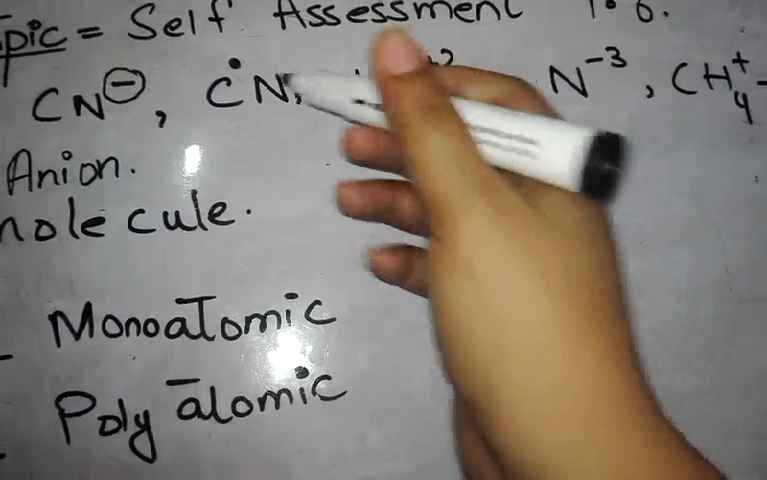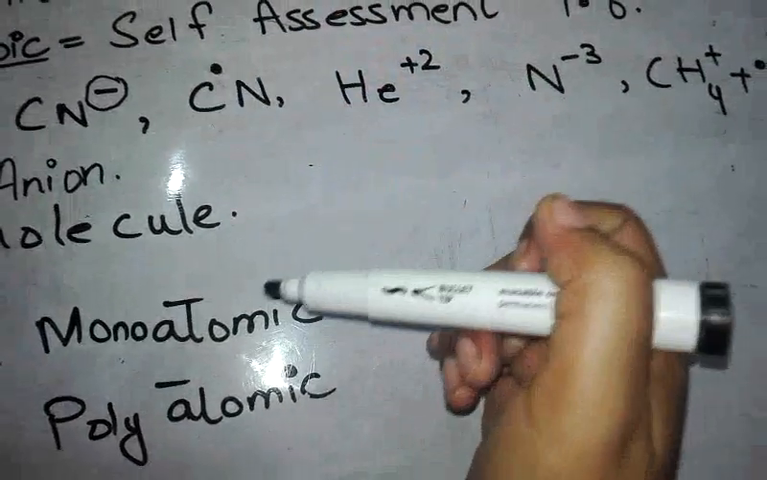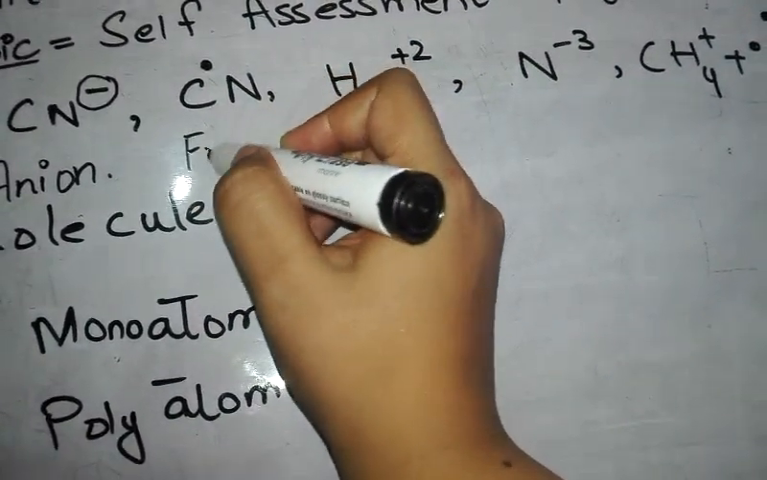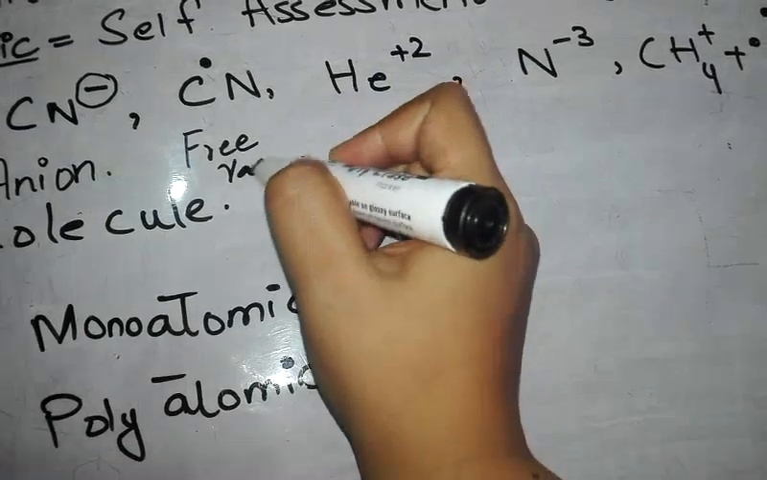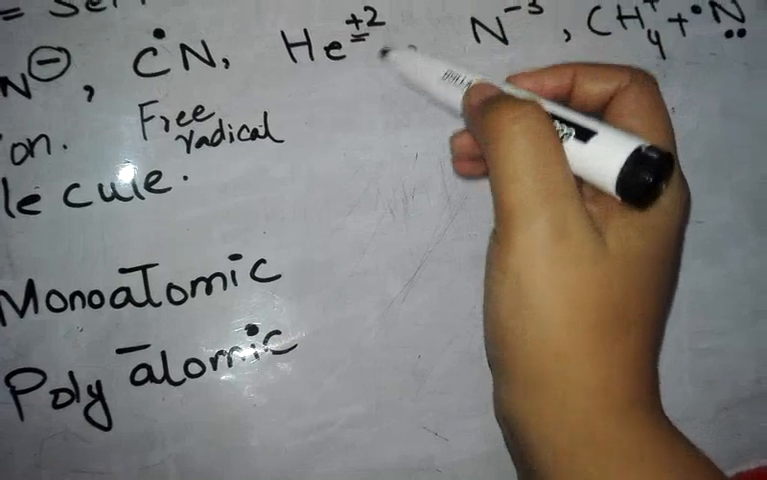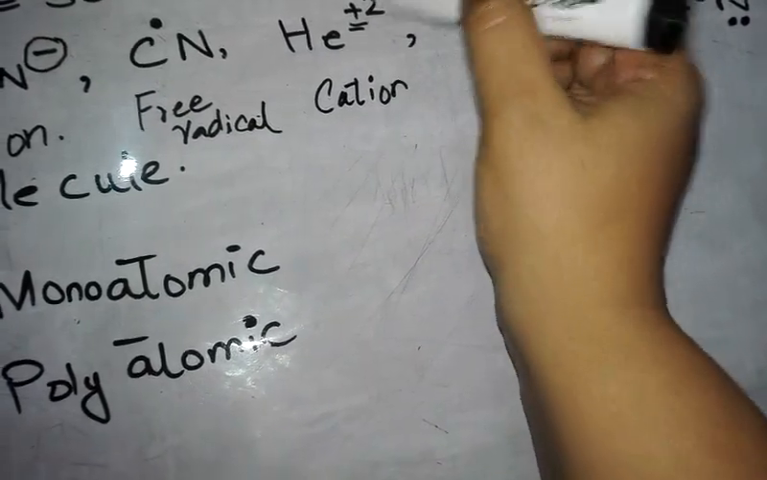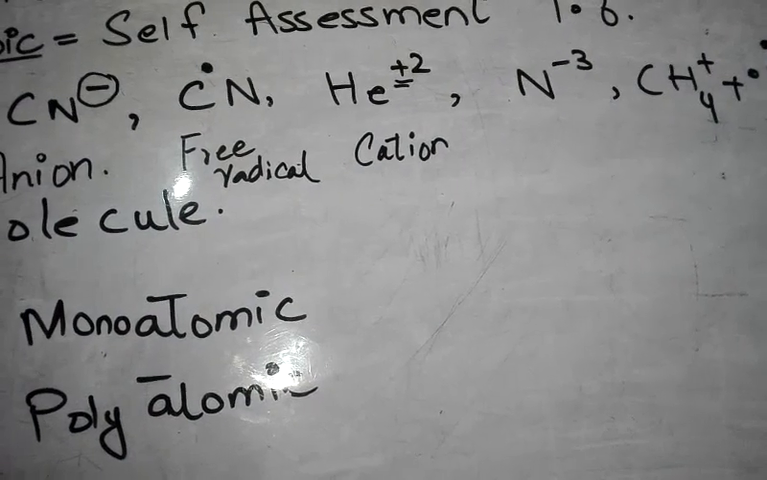Alright guys, moving towards next. What is next? This has a sign of unpaired electrons, so it is what? It is free radical. Understood? Next to that has a positive sign. So what does that mean? It means it is a cation. Why? Because the positive sign indicates that it has donated 2 electrons to some other atom.